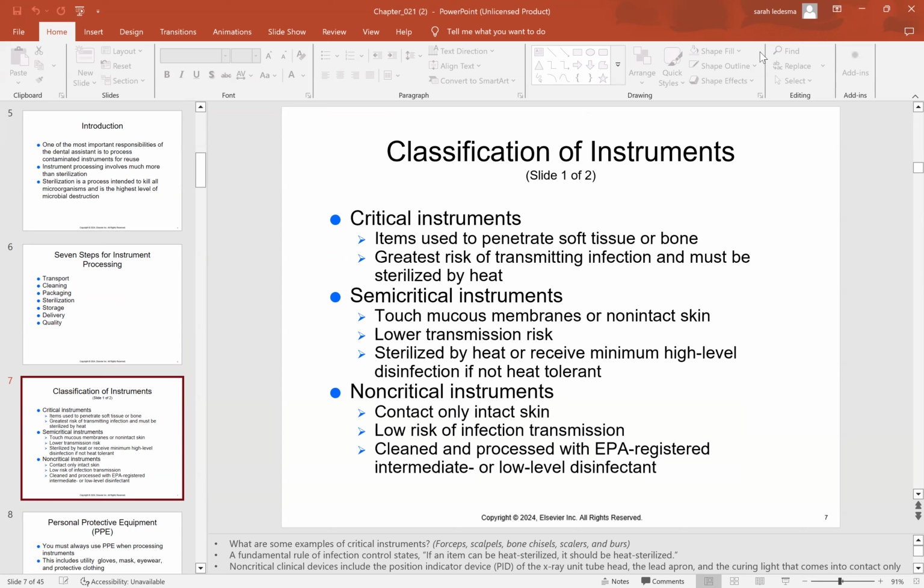Next, we have semi-critical instruments. These instruments only touch mucous membranes or non-intact skin. They have a lower transmission risk and are sterilized by heat or can receive minimum high-level disinfection. And non-critical instruments. These contact only intact skin. They have a low risk of infection transmission and are cleaned and processed with EPA-registered intermediate or low-level disinfectant.